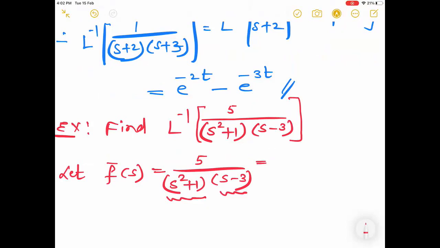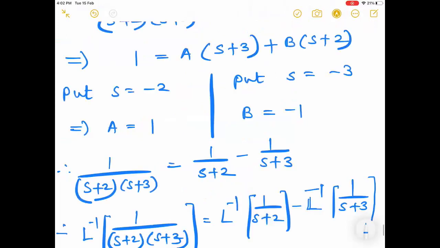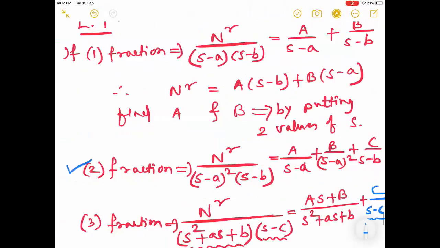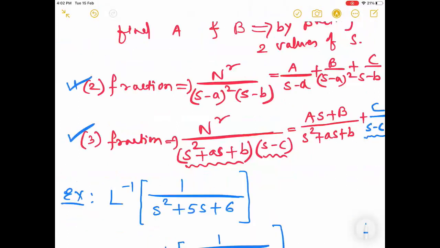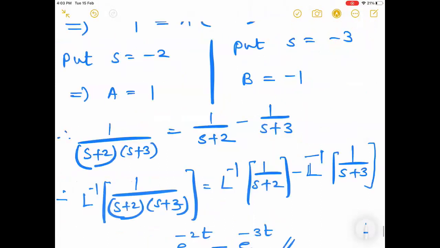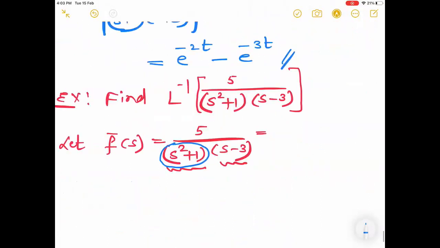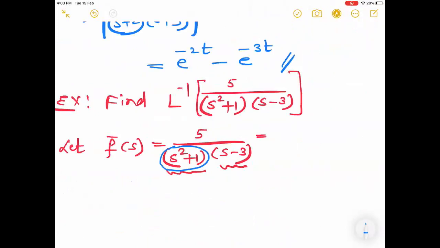For the quadratic factor, the numerator term is written as in the second procedure of partial fractions. Sorry, not this one, the third one. That is, the denominator contains a quadratic factor and one linear factor, so here also we will write it like that. The 5 is of course a constant. If you want, you can keep it as it is and write 1 here; the 5 we will take afterwards.